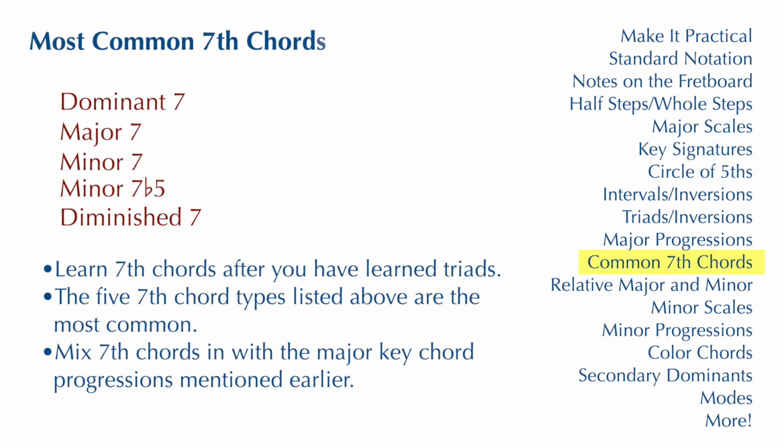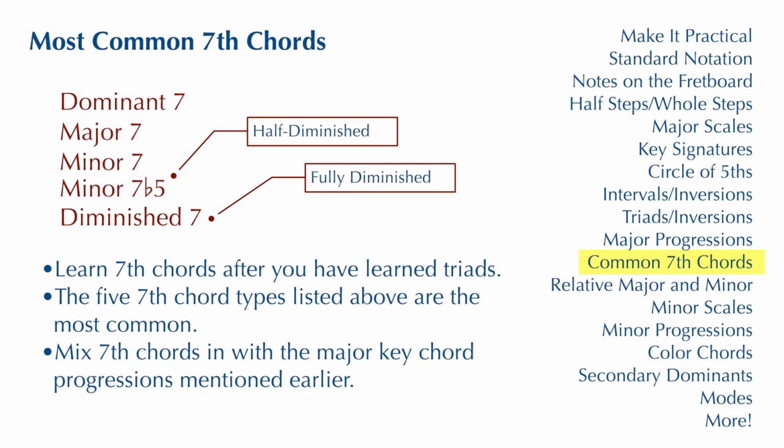Next up, seventh chords. There are several types of seventh chords, but the most common is the dominant 7. After that, check out the major 7, minor 7 flat 5, and diminished 7 chords. And by the way, in classical theory, minor 7 flat 5 chords are better known as half diminished chords, and diminished 7 chords are better known as fully diminished chords.